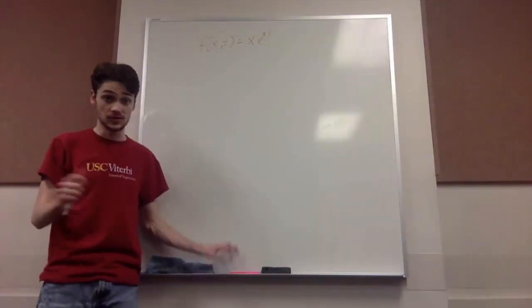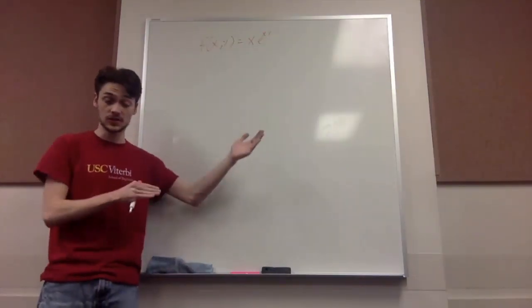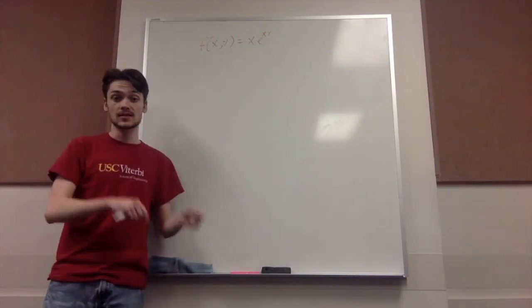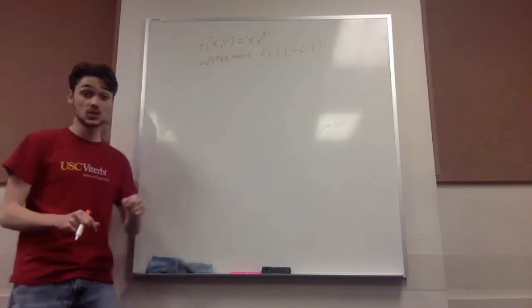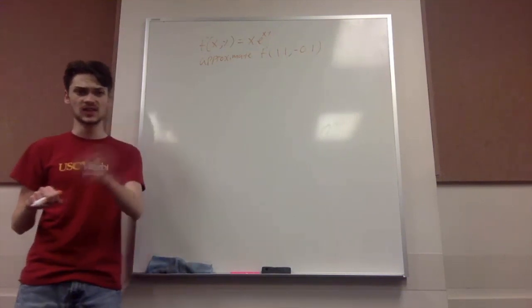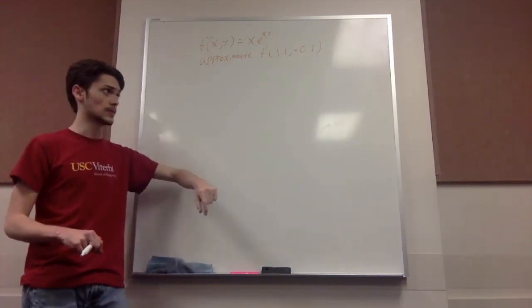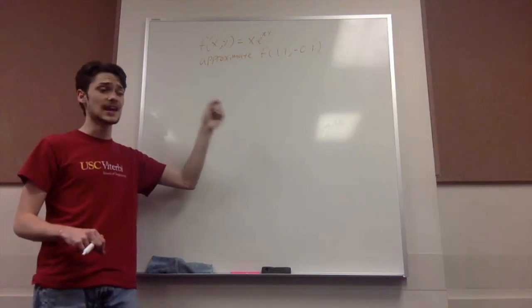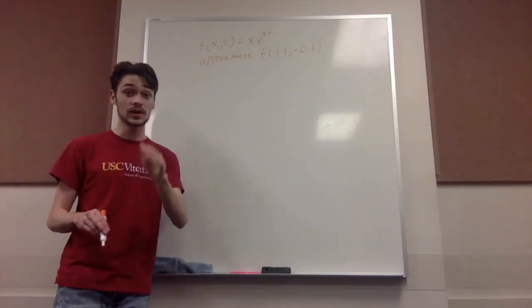So let's say, for the sake of example, that we're given this multivariable function, x times e to the xy power. And we are asked to approximate its value at the point (1.1, -0.1). Now, as I said yesterday, plugging this directly into the function is extremely funky, so let's approximate.